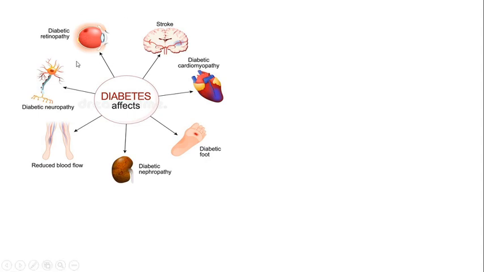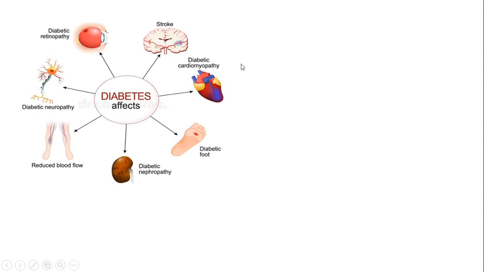For example, the retina of the eye can get damaged. You call it diabetic retinopathy. The nerves can get damaged. You call it diabetic neuropathy. Then it increases the risk of atherosclerosis. So atherosclerosis in the blood vessels supplying the brain can cause ischemic strokes.